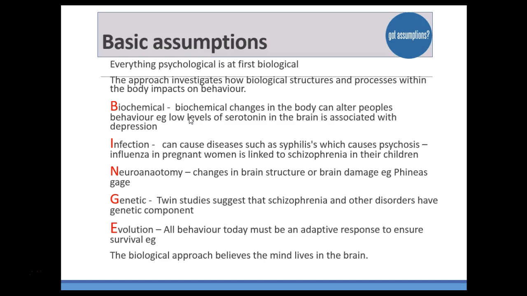Darwin came up with the idea of evolution, and we'll look a bit more at that later on. And he suggested, with the theory of natural selection, that the way we are and the way we look is all to do with how we adapt to our environment and survive in our environment.